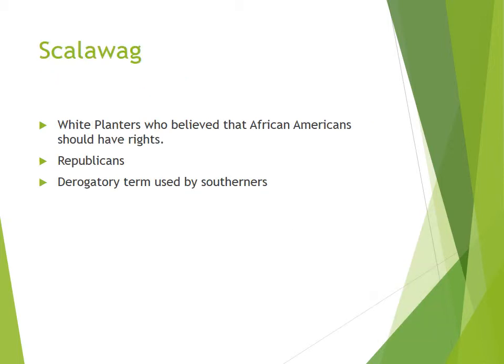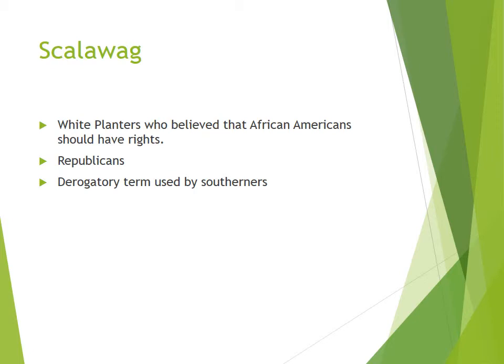The other term you need to sort of know is the word scallywag. And scallywag, again, is a derogatory term used by Southerners to describe other Southerners who supported equal opportunities for African Americans and who joined the Republican Party. So white Southern Republicans, Southerners would refer to as scallywags.